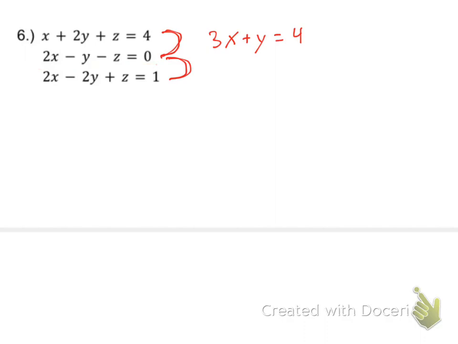Now, I'm going to go back and I'll color code this. I'm going to add those two together, purple. So I'm going to add these two. What's 2x plus 2x? What's negative y plus a negative 2y? Negative 3y. It's a negative 3y. The z's are gone. And 0 plus 1 is 1. Now that system looks a lot like what we've done in the past.